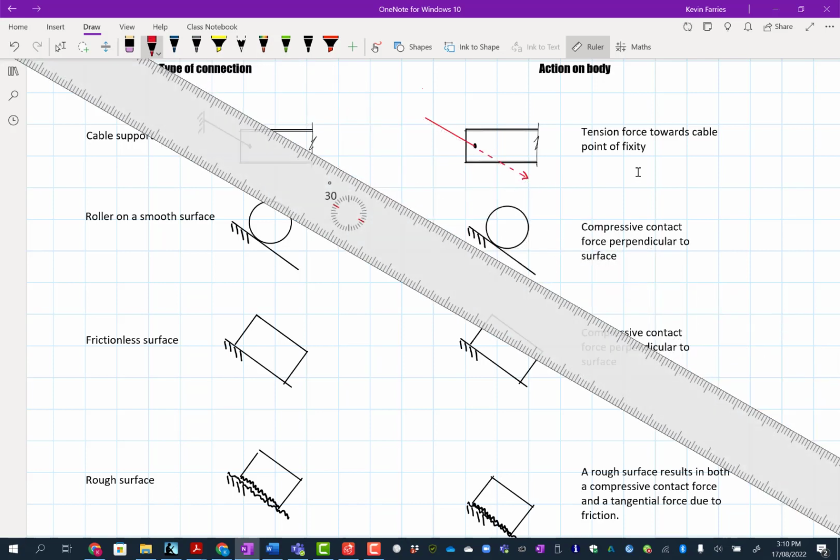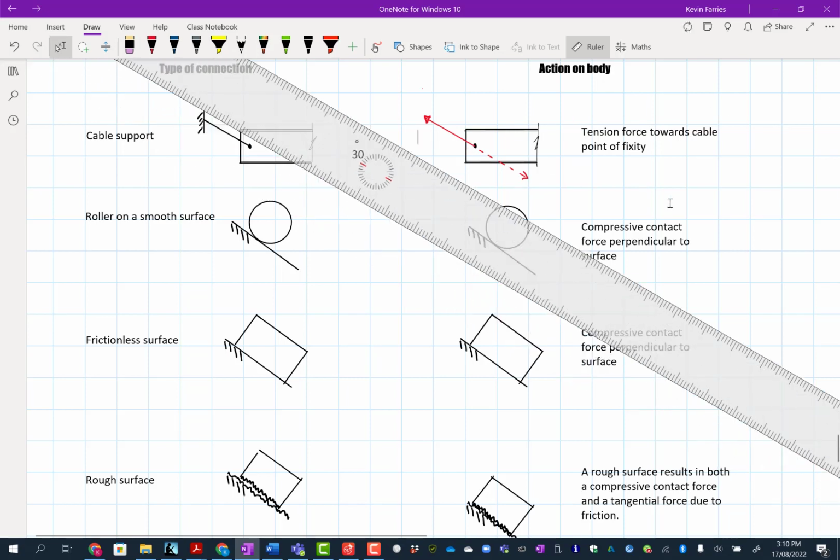So that means there must be a force in this direction. And the magnitude of that force will depend on the load you're imposing on this beam. So you're going to be looking for static equilibrium. You're going to try and find this force. Okay, so it can't move in this direction.